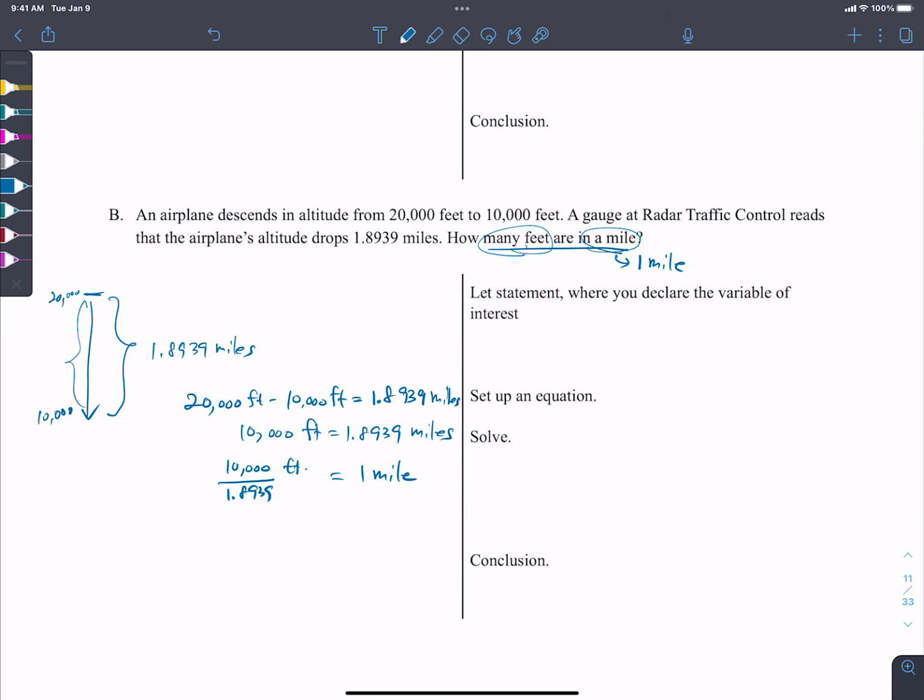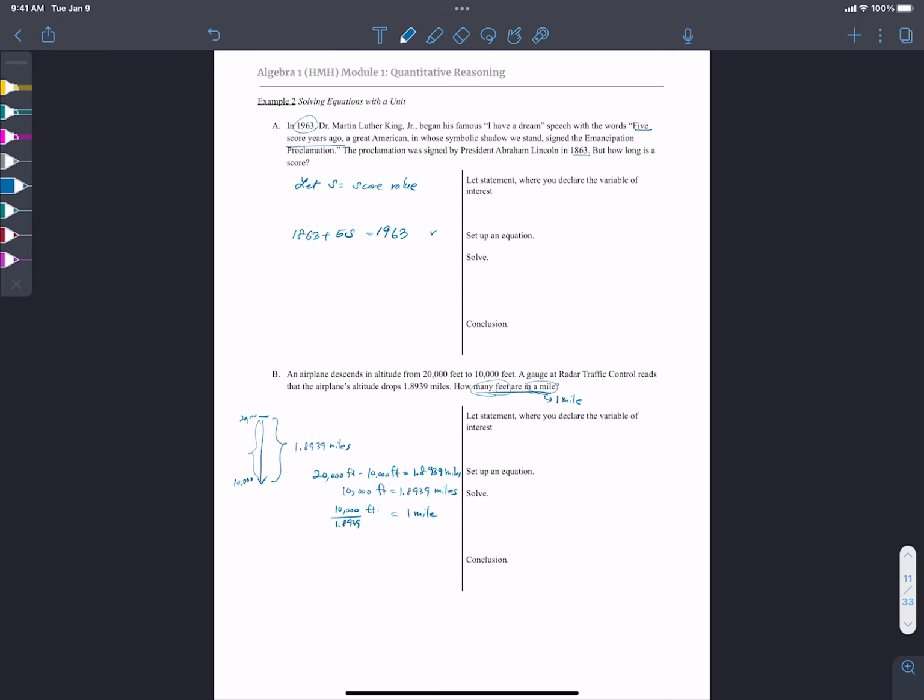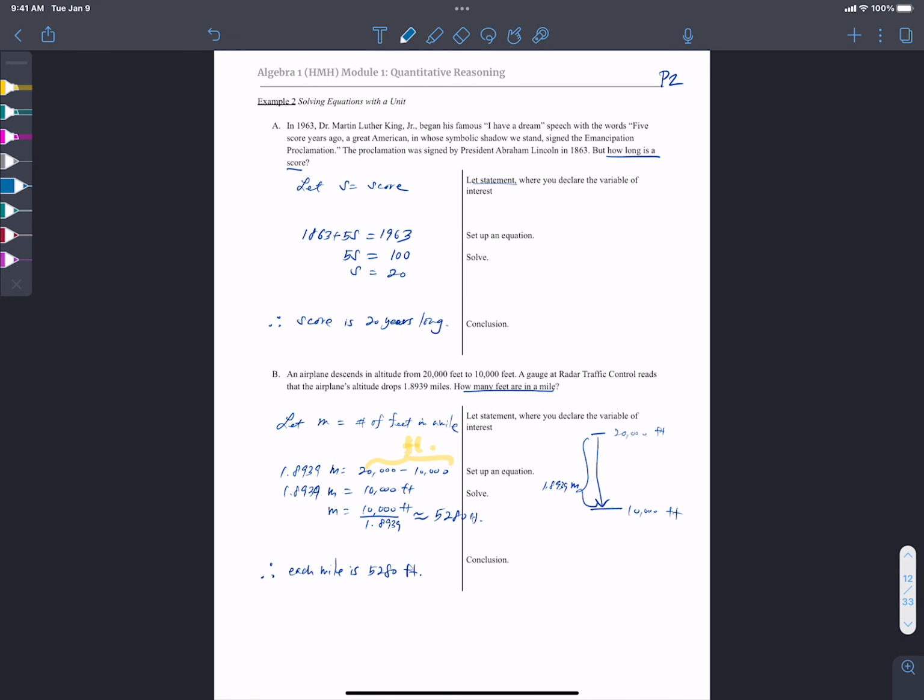Okay? All right, guys. I'll show you what we did in class. So we did basically the same thing, right? S is a score. And then after we set it up, we solved for it. Subtract 1863 from both sides, which gives you 100 on the right-hand side. After we divide by 5 on both sides, we get 20. So each score is 20 years long. So a decade is 10 years, a score is 20 years, and a century is 100 years.